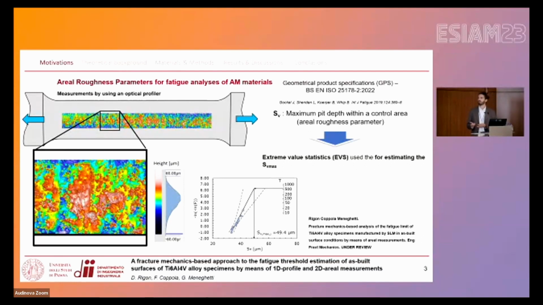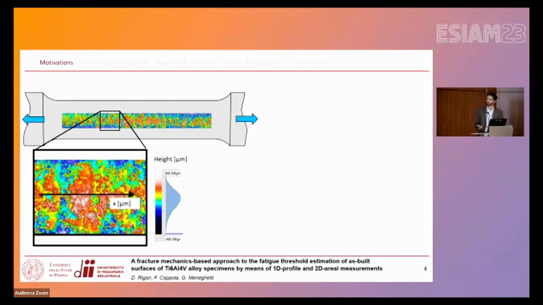According to the definitions, we measure this depth in a control area, but if we are interested in the maximum pit depth within a region subjected to the maximum applied stress amplitude, such as, for example, the gauge part of a cylindrical specimen depicted in these slides, we can extrapolate the maximum value by using extreme value statistics, and use this value combined with an assumption of equivalent initial crack for estimating the fatigue limit of our material.